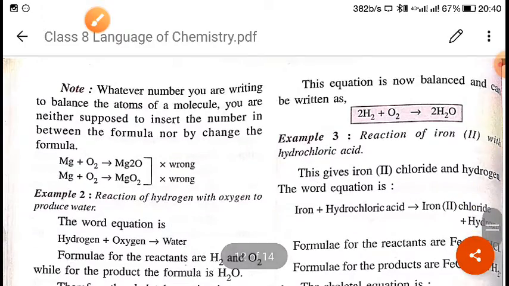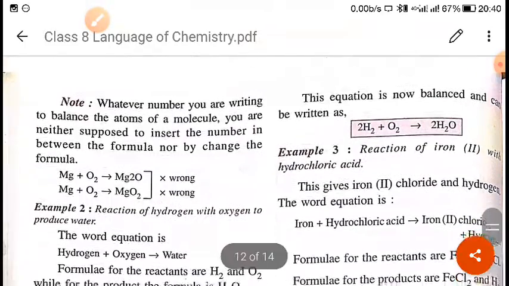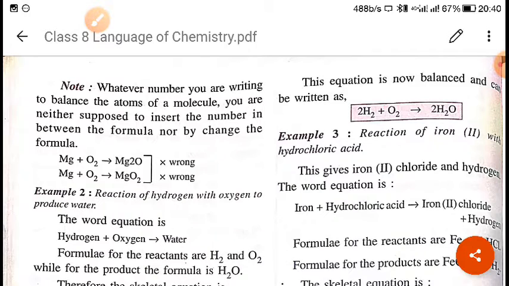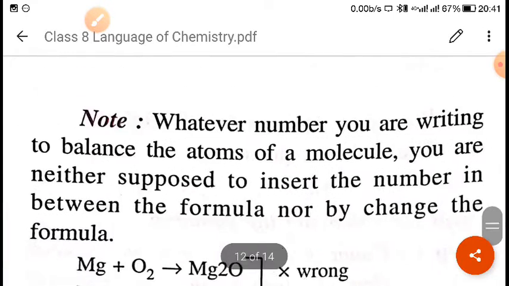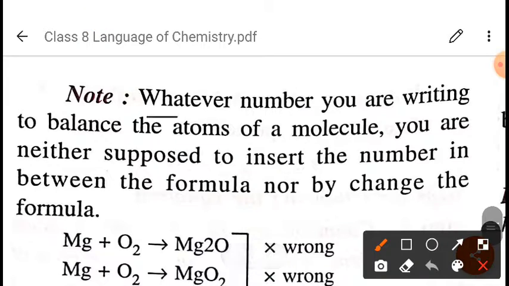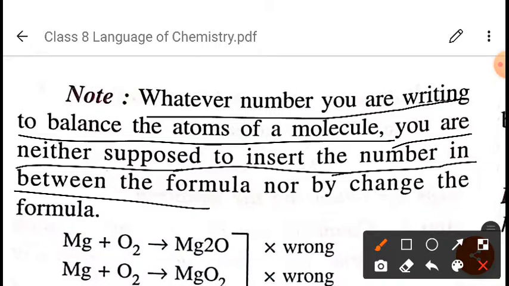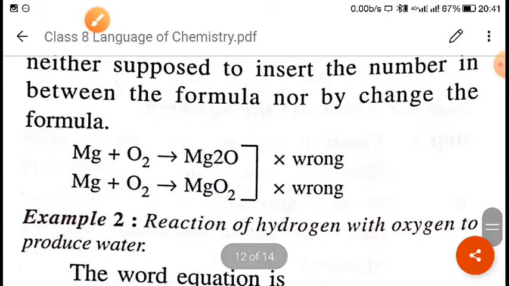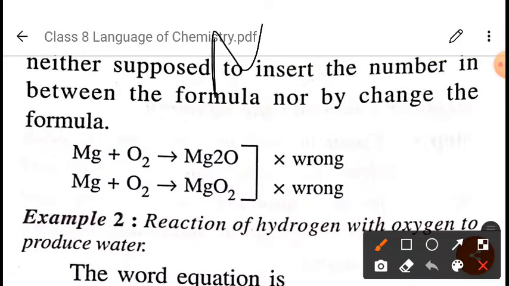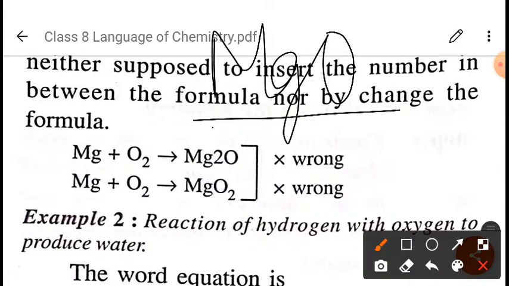So I hope you have understood this, right? Now, for writing there are some rules on how to write this. We cannot write randomly anything, right? Whatever number you are writing to balance the atoms of a molecule, you are neither supposed to insert the number in between the formula nor change the formula. What does it mean? We cannot change the formula, because the formula of magnesium oxide is MgO.